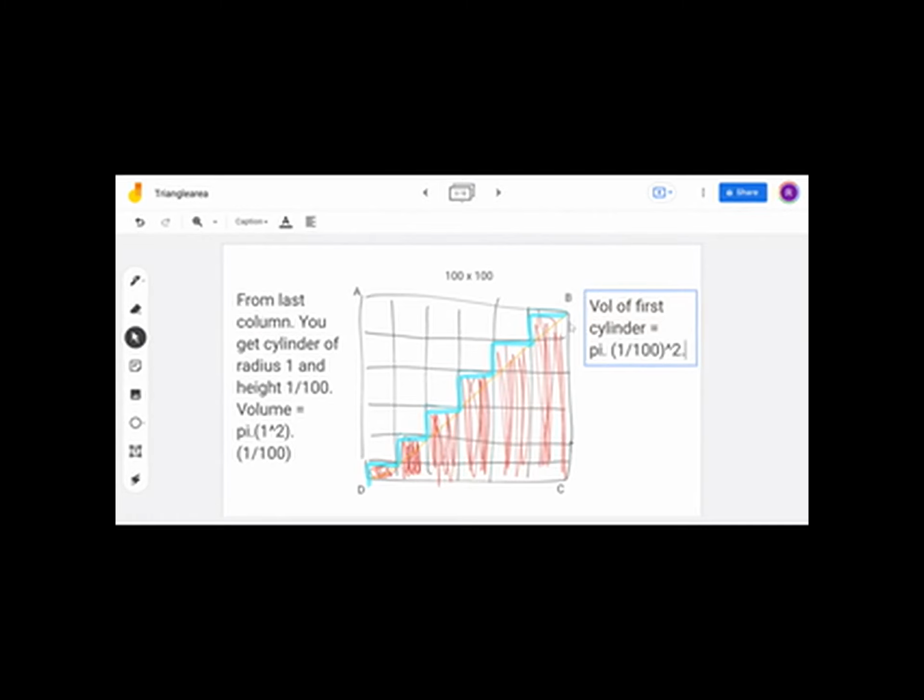Okay. So pi times 1 by 100 square times, what is the height? 1 by 100. Times 1 by 100. Yes. We get pi times 1 by 100 cubed. Good.